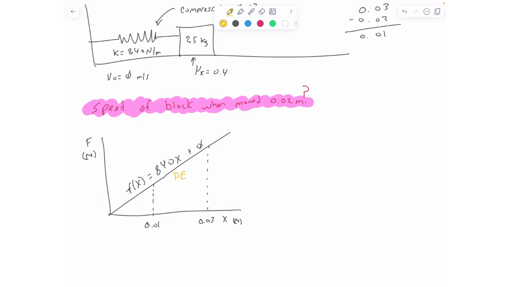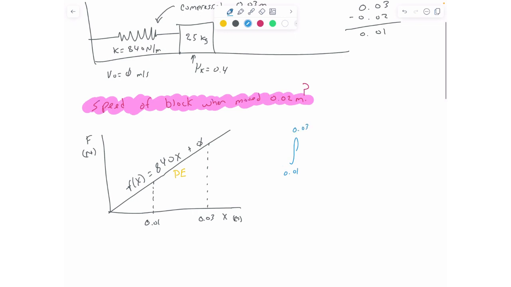But how much is it? Well, you can see here, this is just the area. This is the curve, and I'm going from this to this. So this is just some calculus, an integral. I can write that formula: I want to find the integral from 0.01 to 0.03 of the function. What's the function? 840x, and this is with respect to x, so it's dx. So that integral is this area under the curve.